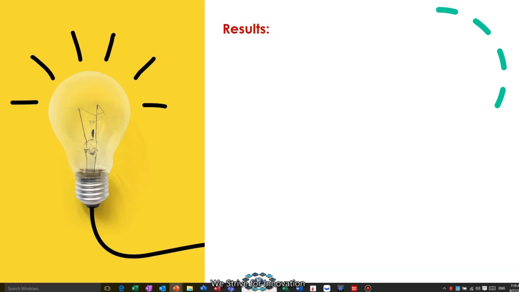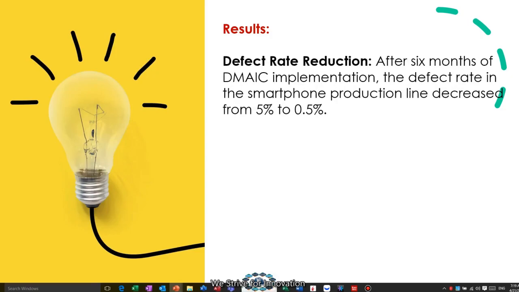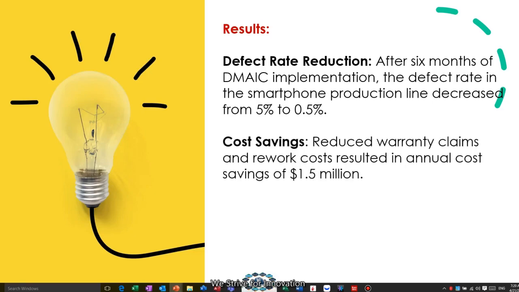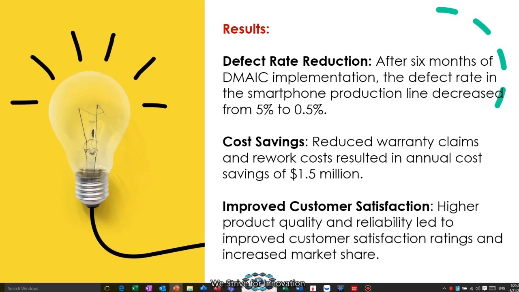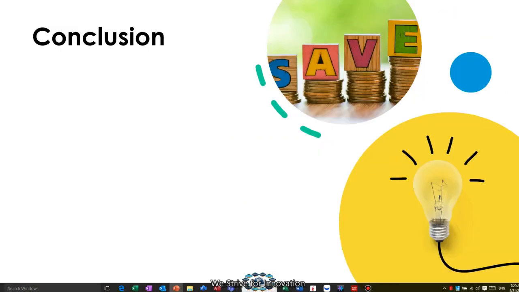Of course, defect rate reduction. After 6 months of the DMAIC implementation, the defect rate in the smartphone production line decreased from 5% to almost 0.5%. Cost saving, you reduce warranty claims and rework cost, resulting in annual cost saving of 1.5 million. Improved customer satisfaction, you have now a higher product quality and reliability that led to improved customer satisfaction rating and increased market share. So what's the conclusion?